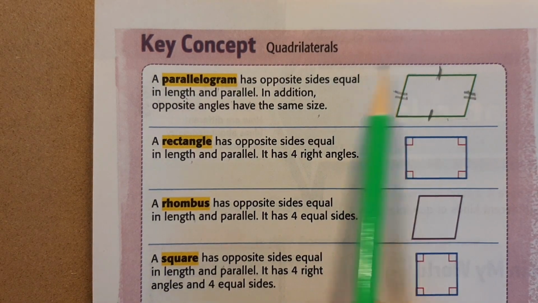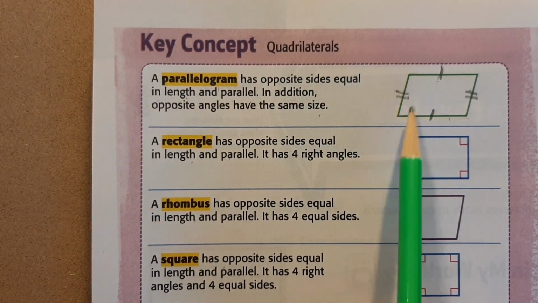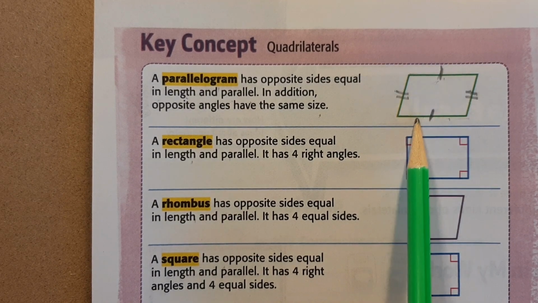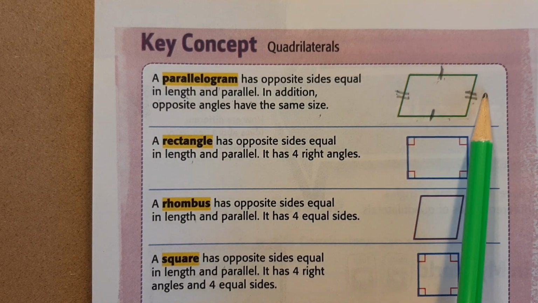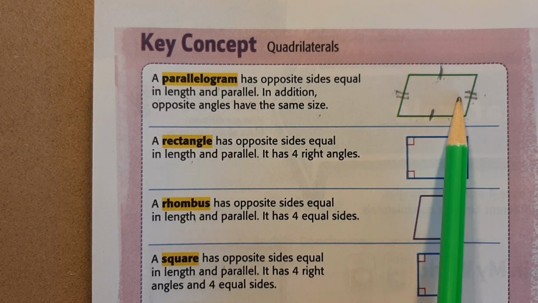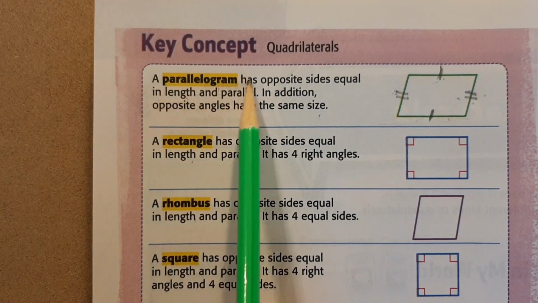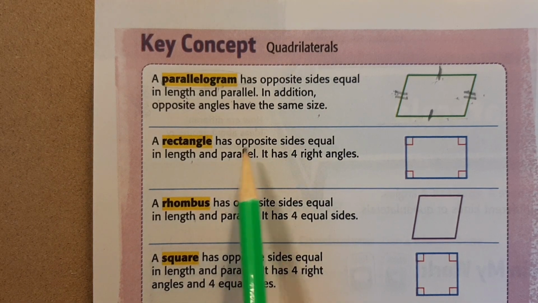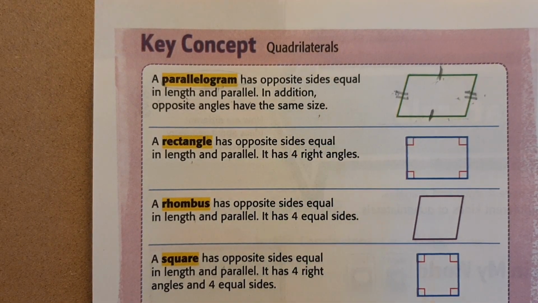So this is a parallelogram. You can see the lines are parallel. This side and this side are equal. That's why they have one little notch. This side and this side are equal. That's why it has 2 little notches. Now I want to jump. This is a parallelogram. It has 2 sets of opposite sides that are parallel.